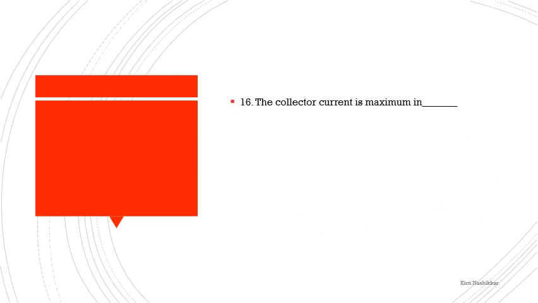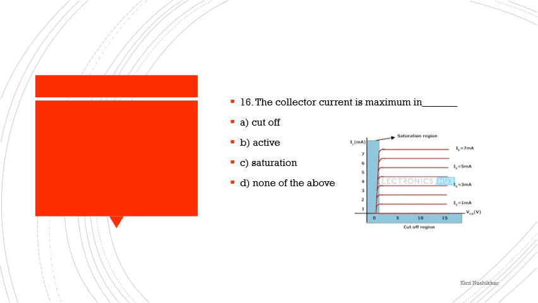The collector current is maximum in dash: cutoff, active, saturation. So the collector current is maximum here. These are the three regions and it is maximum in the saturation region that you can see here. Here we are getting the maximum collector current in the saturation region.